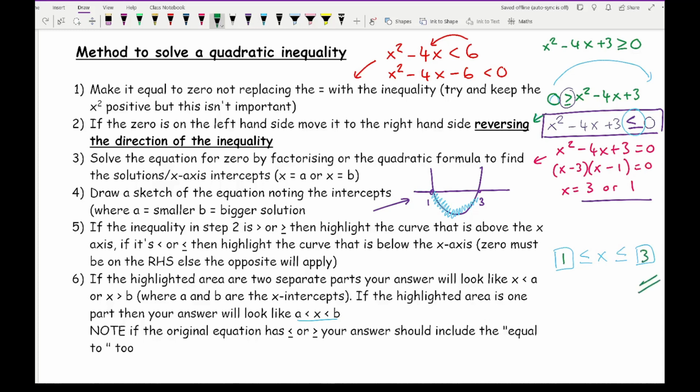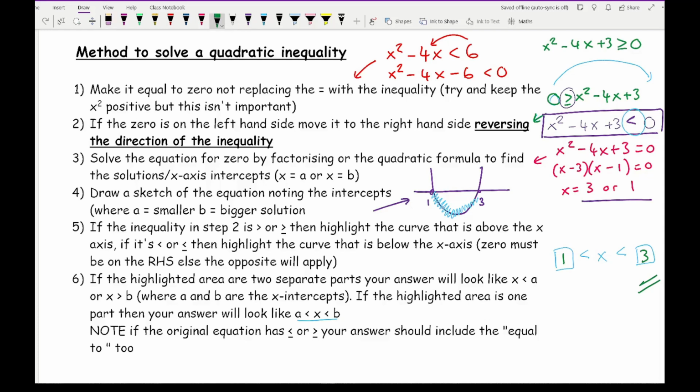And there is my final answer. So again, the important thing to note is that if the original equation has a less or equal to or greater or equal to, this should be included in your answer as well. Because if this line disappeared, then this line would also need to disappear in the answers as well.